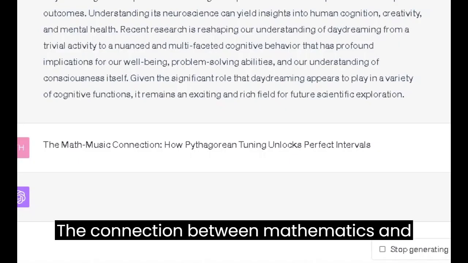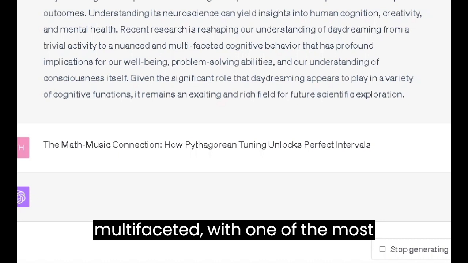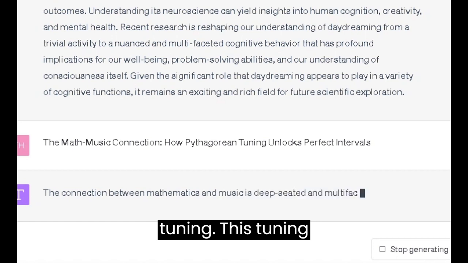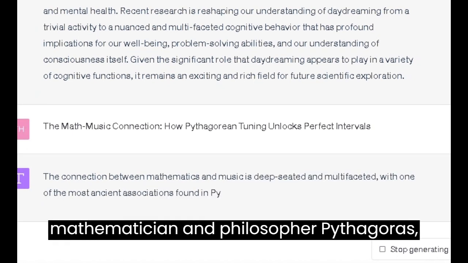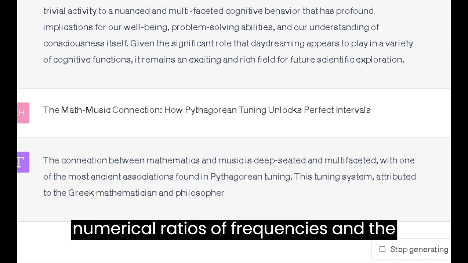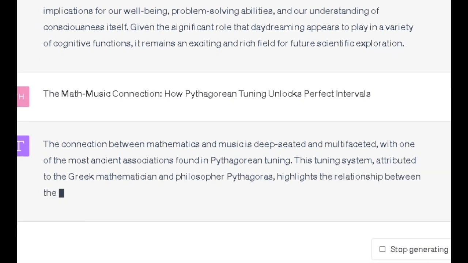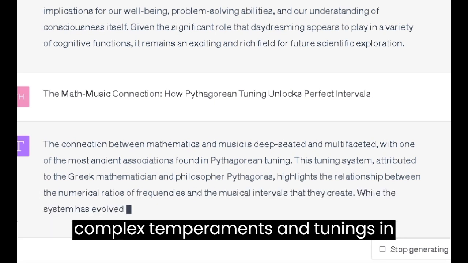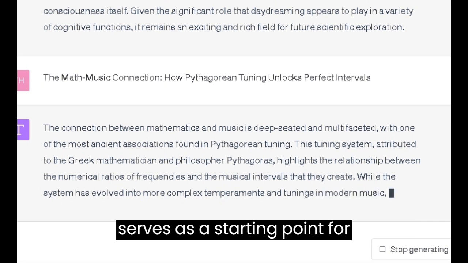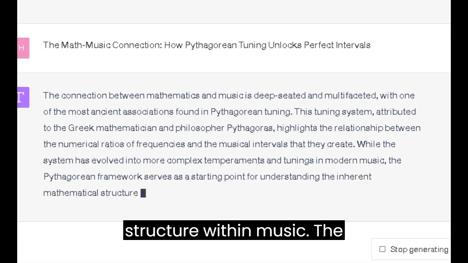The connection between mathematics and music is deep-seated and multifaceted, with one of the most ancient associations found in Pythagorean tuning. This tuning system, attributed to the Greek mathematician and philosopher Pythagoras, highlights the relationship between the numerical ratios of frequencies and the musical intervals that they create. While the system has evolved into more complex temperaments and tunings in modern music, the Pythagorean framework serves as a starting point for understanding the inherent mathematical structure within music.